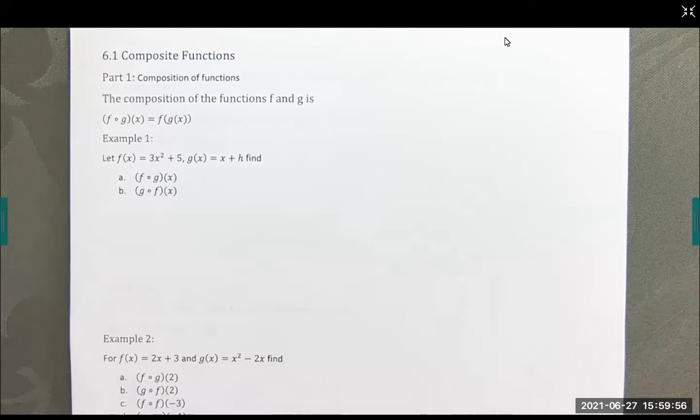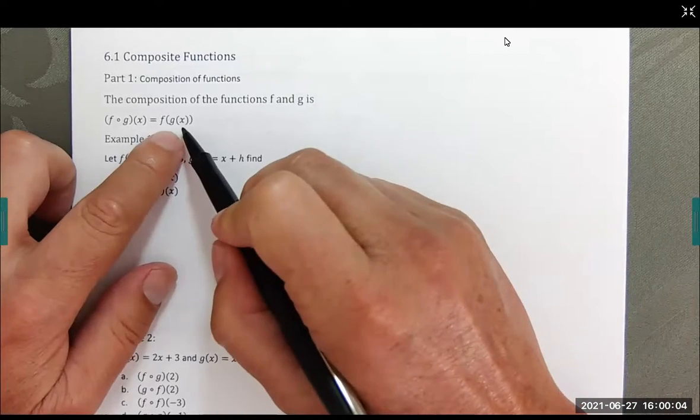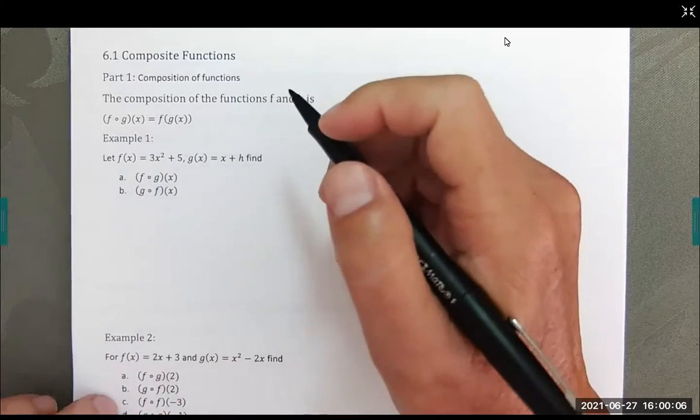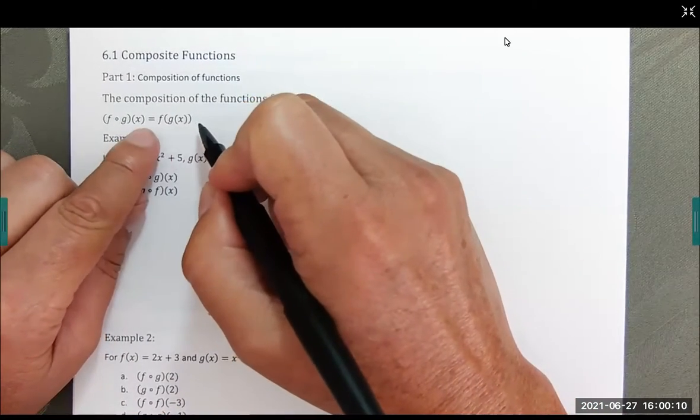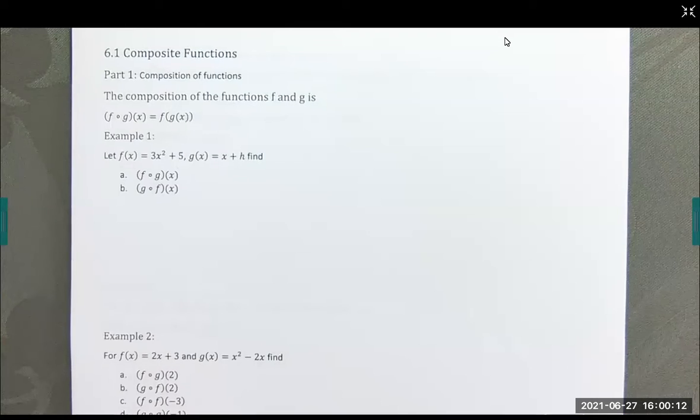Welcome back, everyone. We are starting chapter 6 here, and we're starting with composite functions. Basically, what a composite function is, we are putting a function inside of a function. And the best thing to do is to view this as we're going to work our way from the inside out. That's going to be a much better way of doing that.